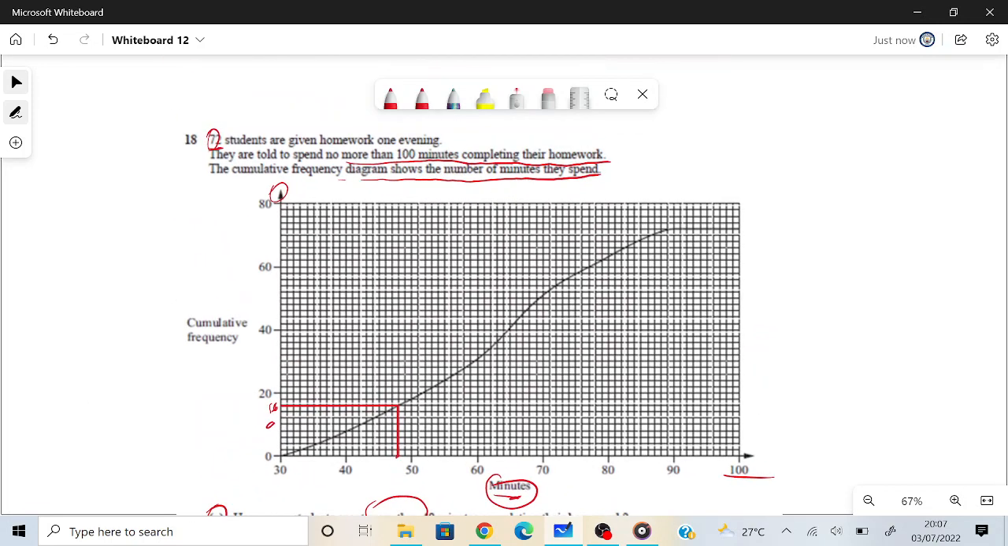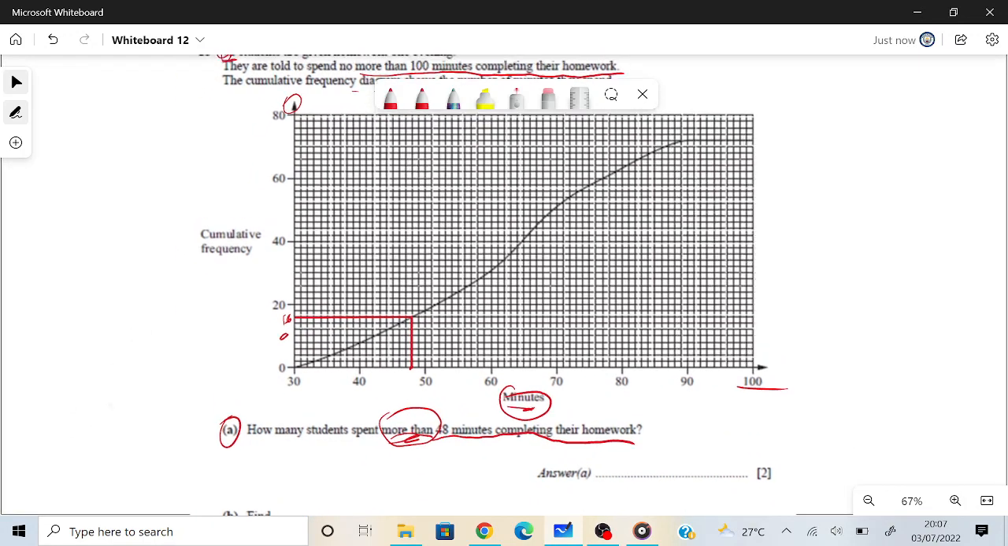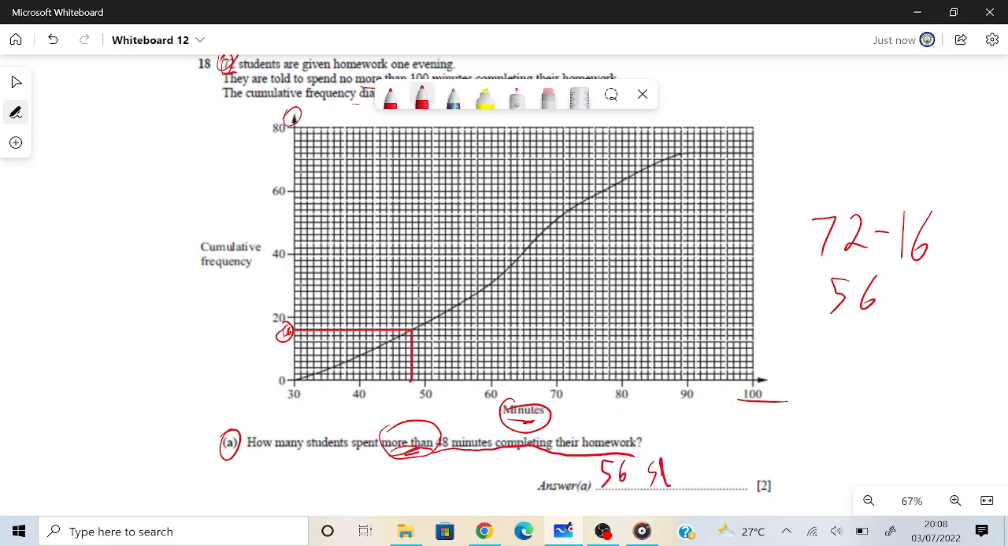If you remember, it said there are 72 students, and we found the amount of students that take less than 48. So all you have to do is simply do 72 minus 48. Minus 16, sorry, not 48. Why 16? Because 16 is the number of students that took less than 48, and we found that by using the graph. And 72 minus 16 is 56 students. So your answer is 56 students.